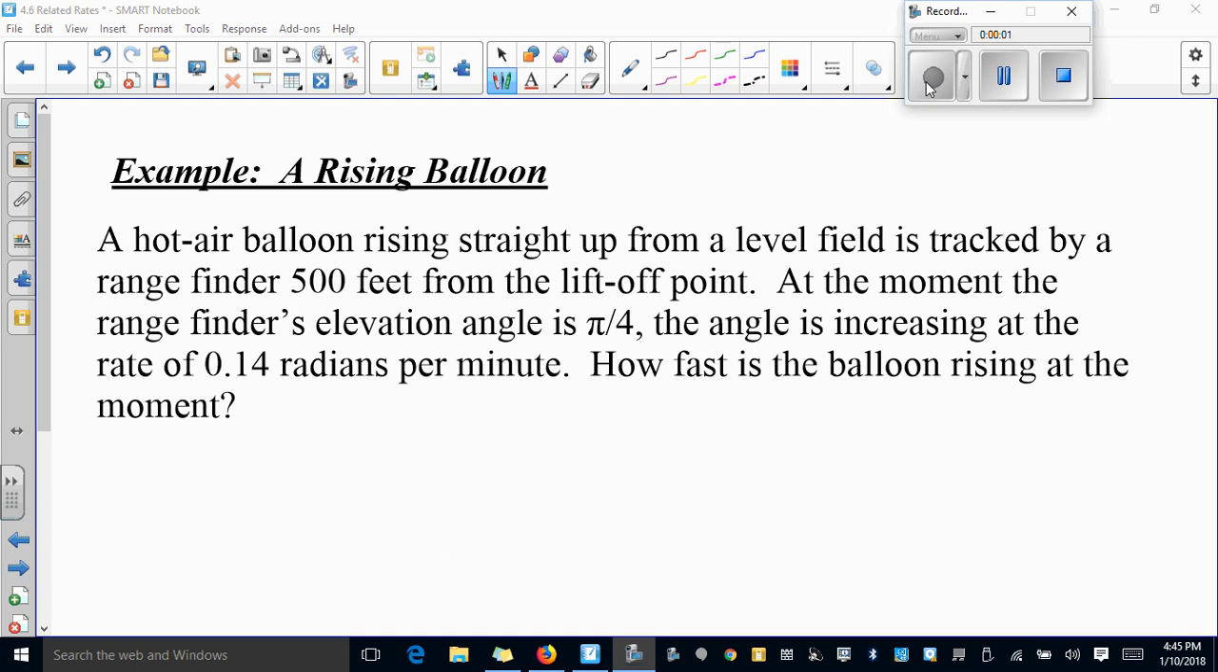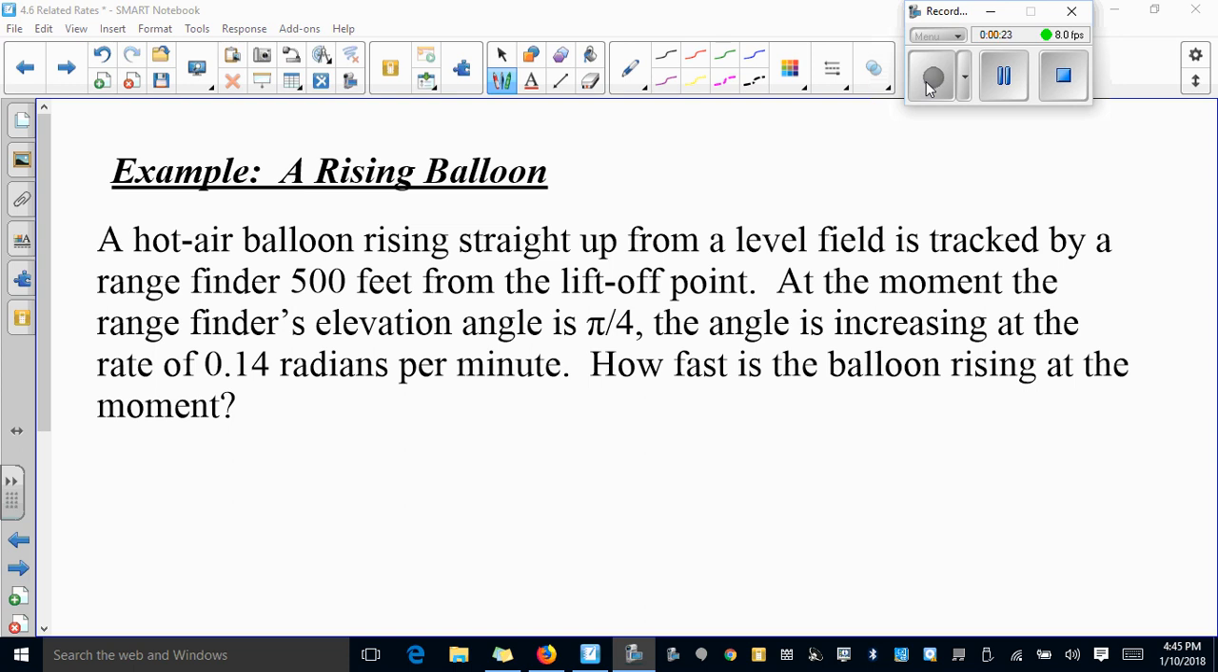100 feet from the liftoff point. At the moment the rangefinder's elevation angle is pi/4, the angle is increasing at the rate of 0.14 radians per minute. How fast is the balloon rising at that very moment? So draw a little picture, see how good you guys are drawing pictures.